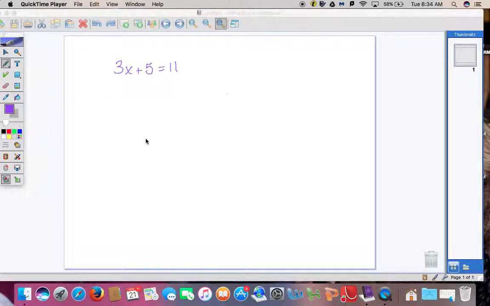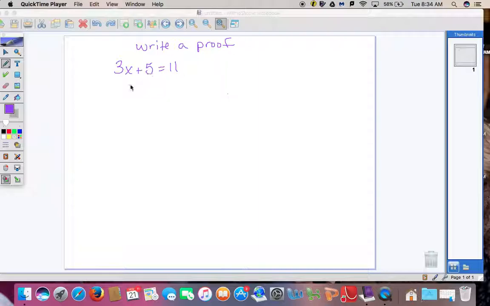If we look at this question, 3x plus 5 equals 11, I've asked you to write a proof. Okay, so this was your warm-up today. So you were asked to write a proof. So we have 3x plus 5 equals 11. This is your given. You can't do anything. The only reason you have that is because this was given.